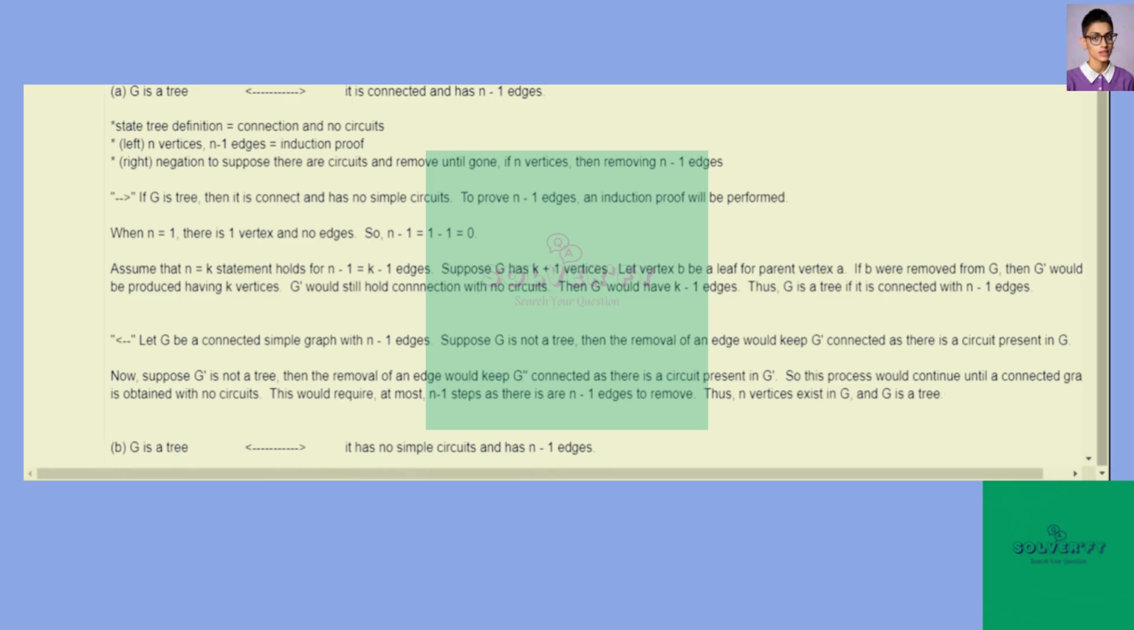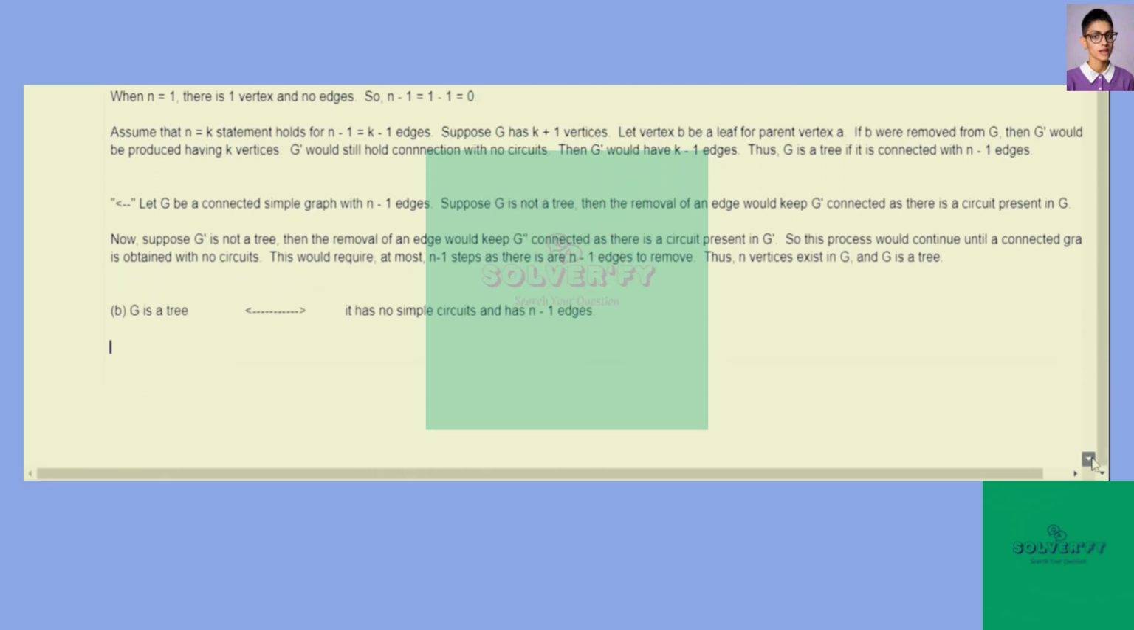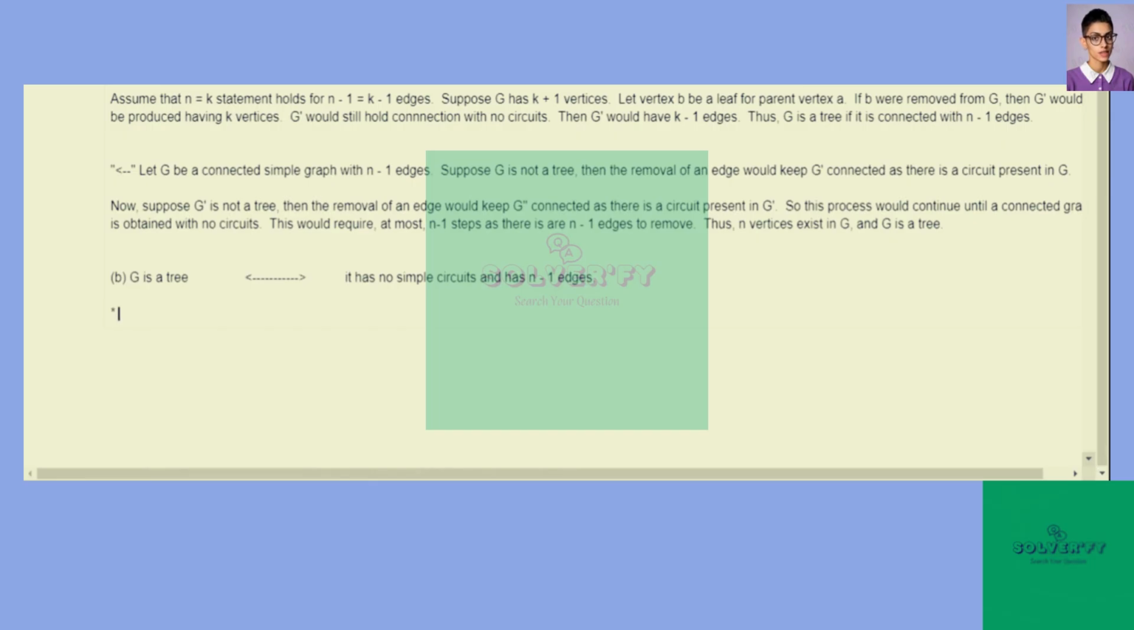Now for part B, this one's going to be a little bit different. First off, the left to right is going to be the same as part A's left, basically. So we can just refer back to that one and call it a day. Now, as far as the right direction, the problem actually gives us a hint in it. It tells us that we need to show that G is connected if it has no simple circuit and n minus 1 edges. So we need to show that it cannot have more than one connected component.